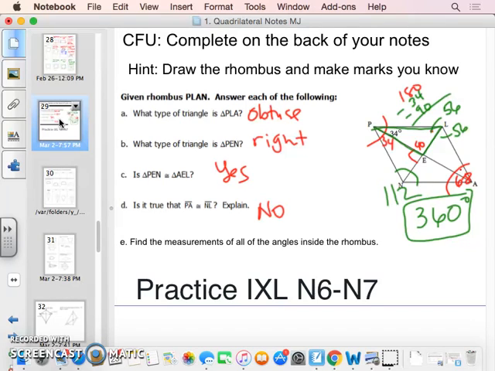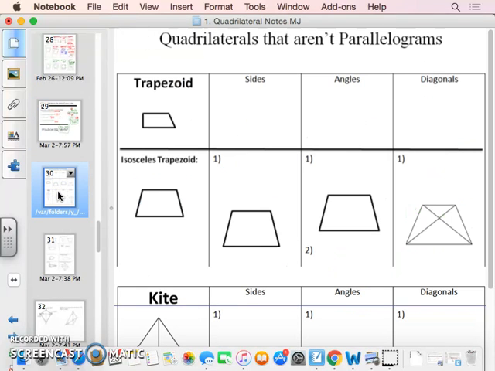So at this point, you should be working on N4, N5, N6, and N7. And now let's get ready to take some new notes for today. You have to be able to do all of these things on the quiz tomorrow.